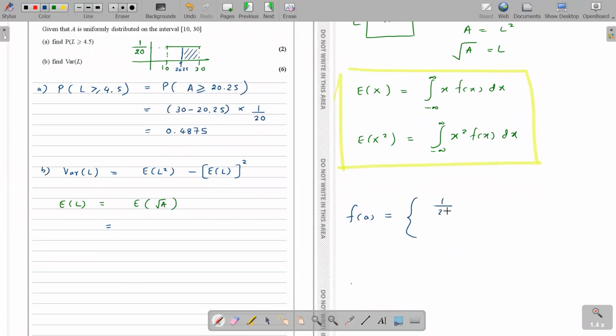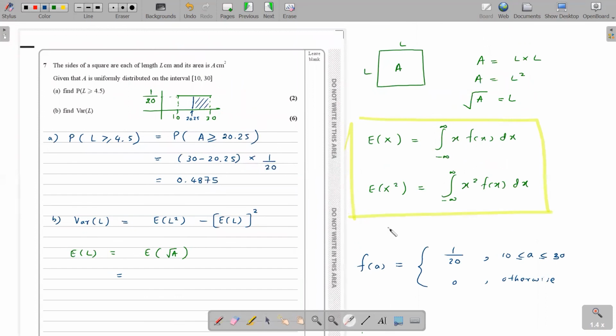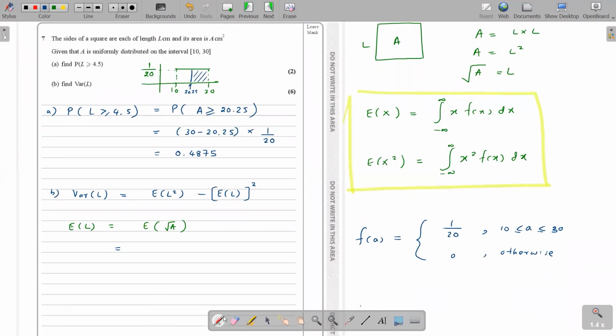1 over 20, right? 1 over b minus a, isn't it? This is our f(x), 1 over b minus a, and this was defined for a values from where to where? From 10 to 30, and 0 otherwise. This is our uniform distribution. Am I correct? 1 over b minus a, 1 over 30 minus 10. This is our f(a), 1 over 20. Okay, so E of root A is going to be what? E of root A is going to give you what?